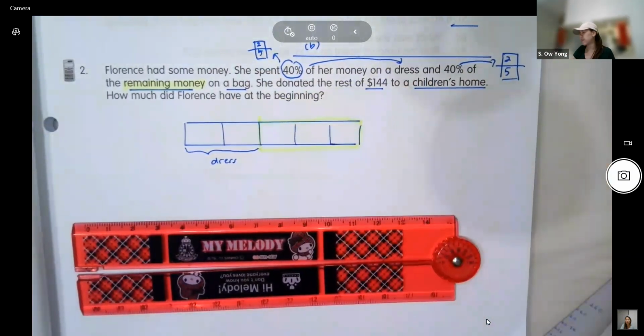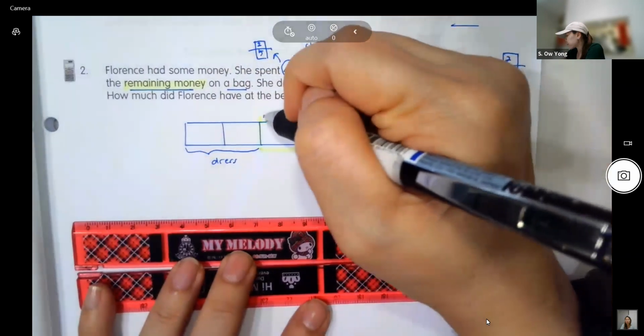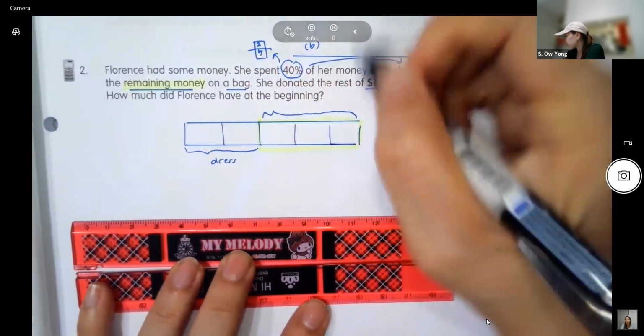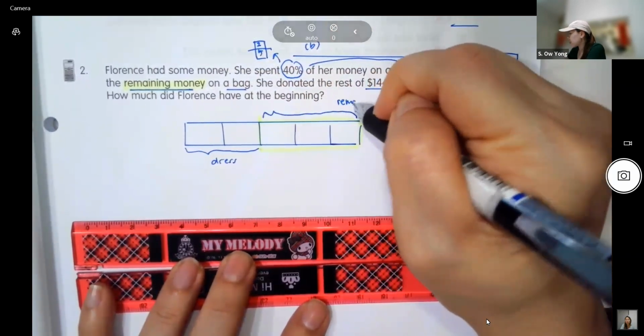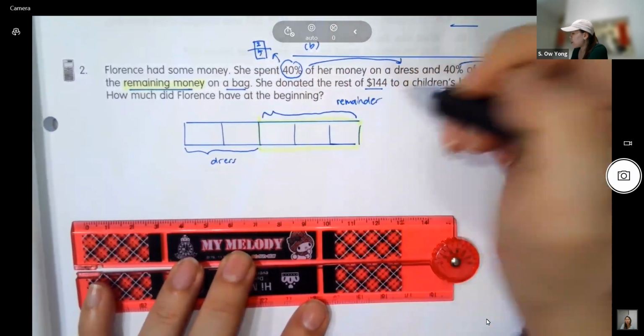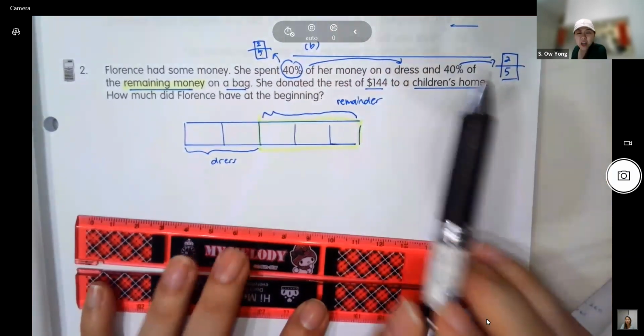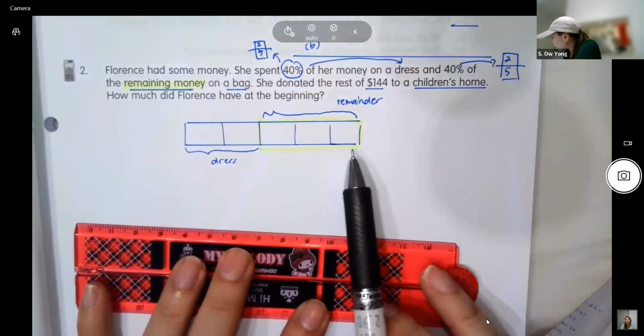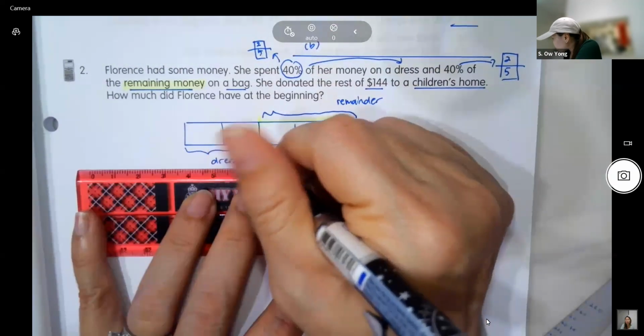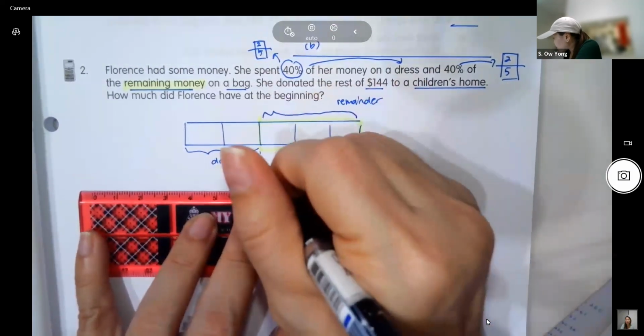Okay, this is the remainder. Does it ring a bell? Yes, right. Then they say 2 out of 5 of the remaining money on the back. So I'm going to drop down. Either you do drop down or you do common multiple.